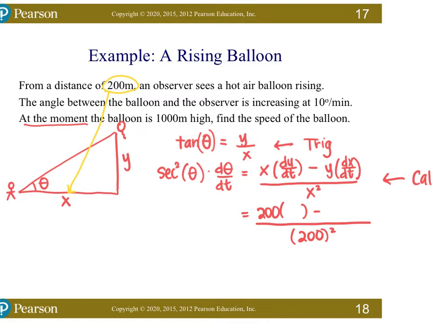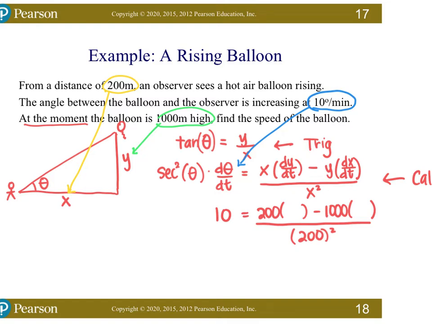We have the balloon is 1,000 meters high. That's the value for y. And so I'll put that in for y for 1,000. Okay, all right, next we also have the 10 degrees per minute. That has both a theta measurement and a time measurement. So that's going to be my d theta dt, and it's increasing, so it's positive. So I'll put 10 in here.